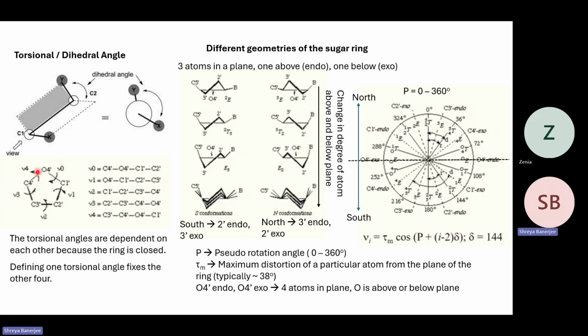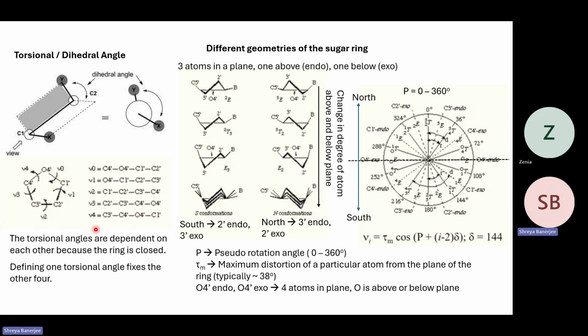Now we will look more into the sugar ring. So this is the pentose sugar ring, and there are 5 bonds. The rotation along each bond can be depicted by a torsional angle. Here they have been depicted as nu0, nu1, nu2, nu3, nu4. If you remember, a torsional angle basically is the angle between 4 atoms, or if you consider 2 planes like this, it is the angle between these 2 planes. That is called a dihedral angle or a torsional angle.